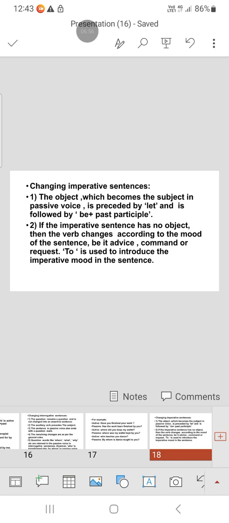Changing imperative sentences. The object which becomes the subject in passive voice is preceded by let and is followed by be plus past participle. Second, if the imperative sentence has no object, then the verb changes according to the mood of the sentence, be it advice, command, or request. To is used to introduce the imperative mood in the sentence.